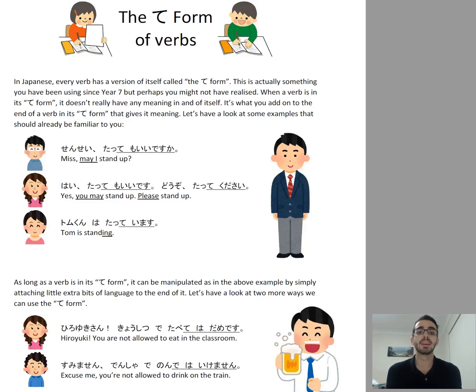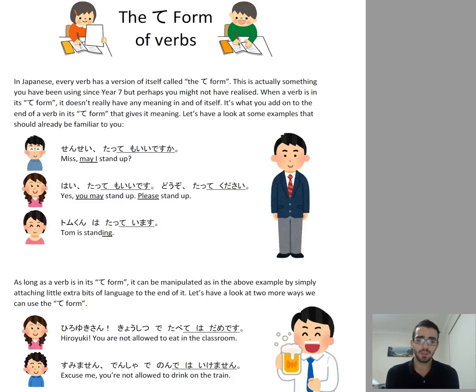And lastly, another classmate comments, oh, Tom is standing. Tomu-kun wa tatte imasu. By adding the imasu, that gives you the ing, the continuous form of the verb. Tatte imasu, standing. As long as a verb is in its te form, it can be manipulated, as in the above examples, by simply attaching little extra bits of language to the end of it. Let's have a look at two more ways we can use the te form.